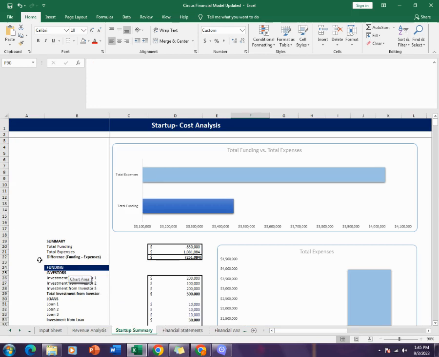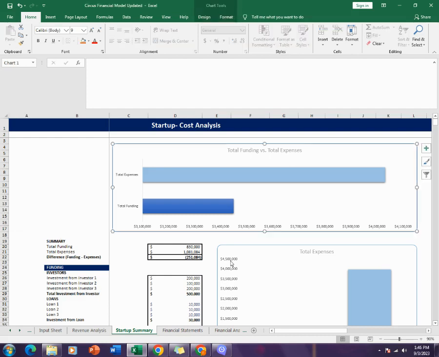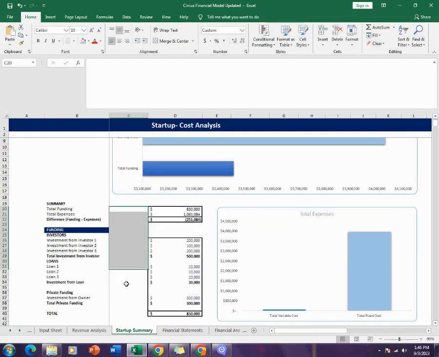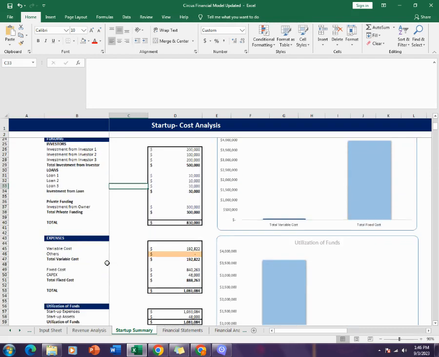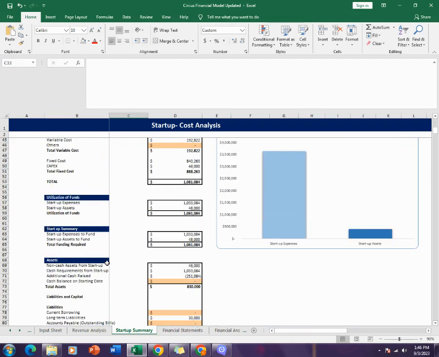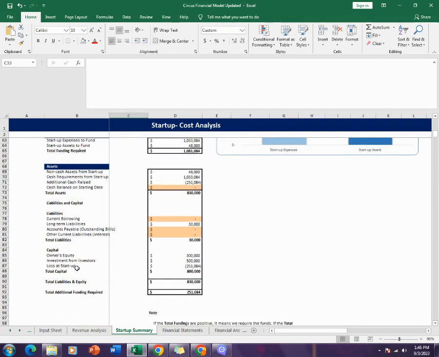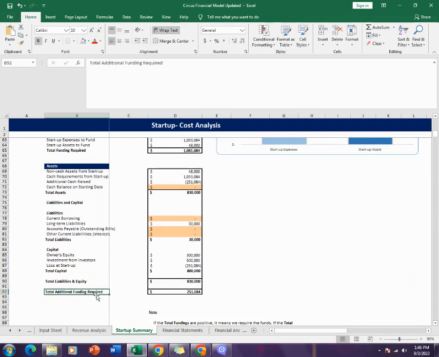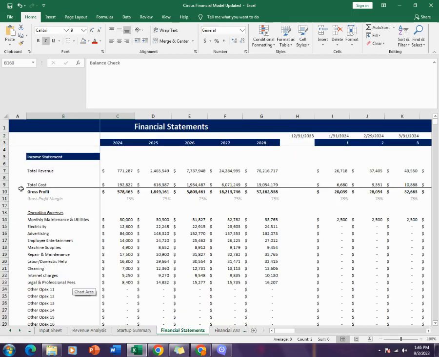Then comes the financial statements of the company, or let's just go with the startup summary first. The startup summary includes the first year of the company. It gives you the total funding and total expenses of the company for the first year in graphical form as well as in data form. As you can see over here, it tells you about the total expenses and total fundings, as well as the total assets of the company and liabilities and equity of the company for the first year. It also gives the total additional funding required for the company in the first year. That's the overall use of the startup summary or startup analysis.